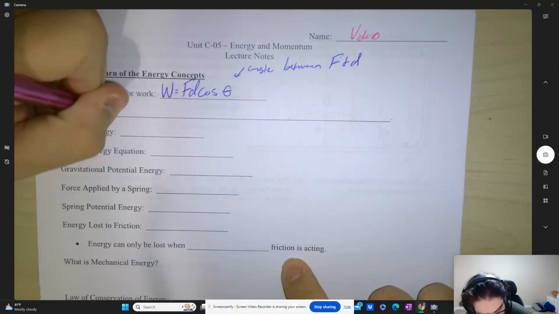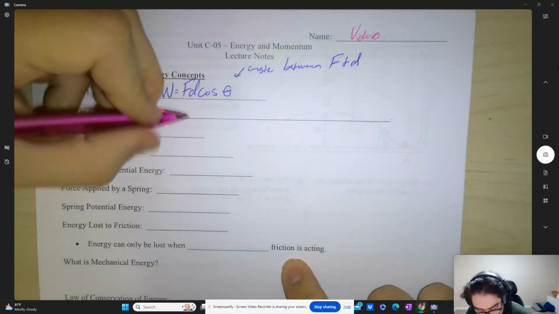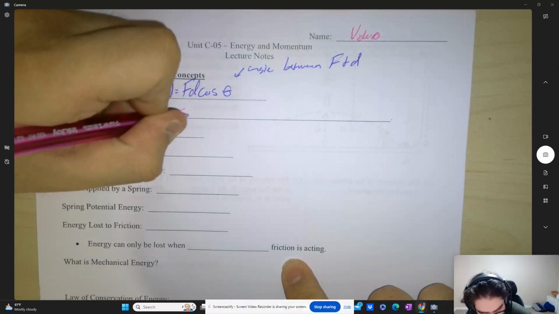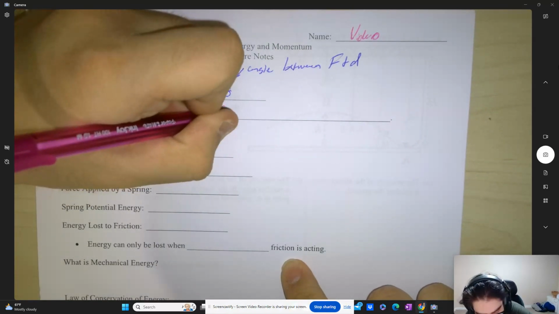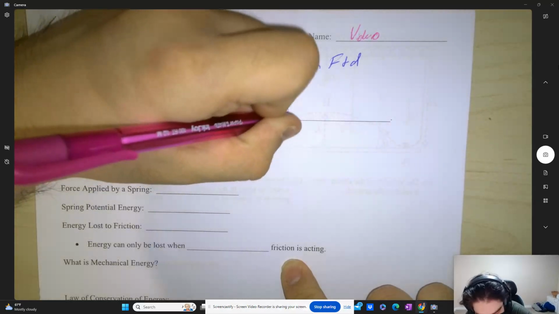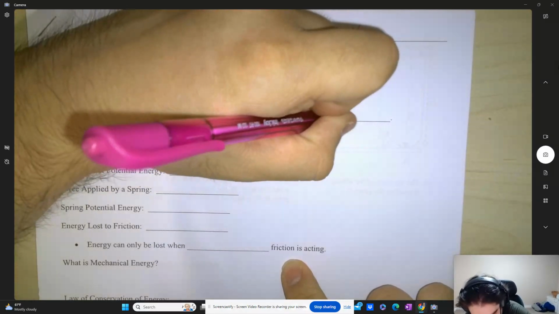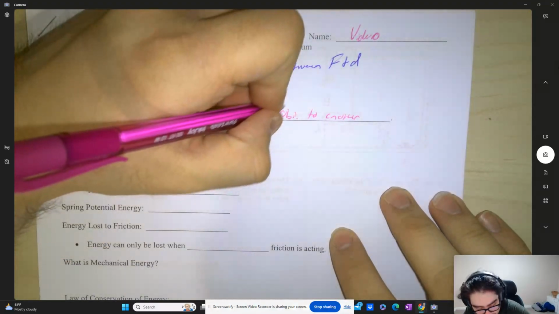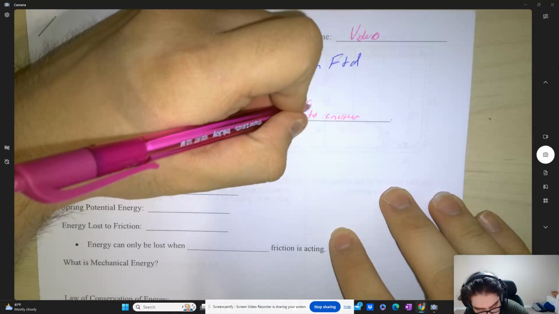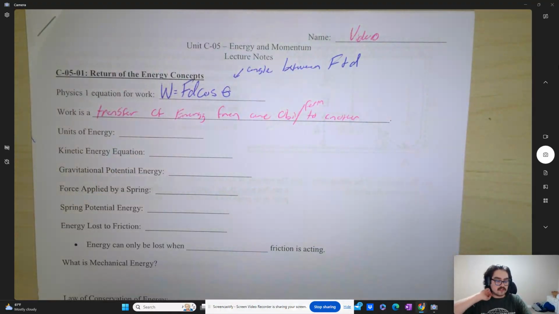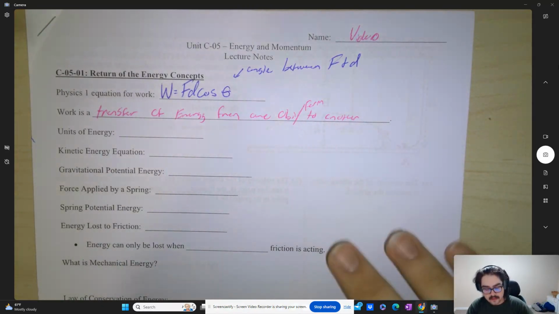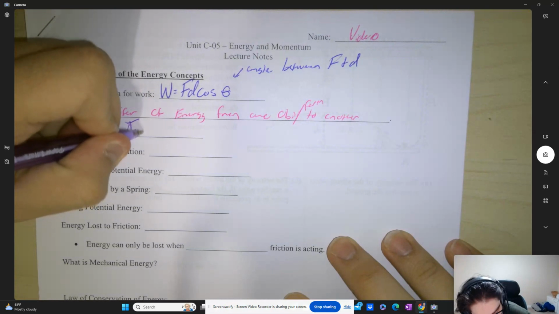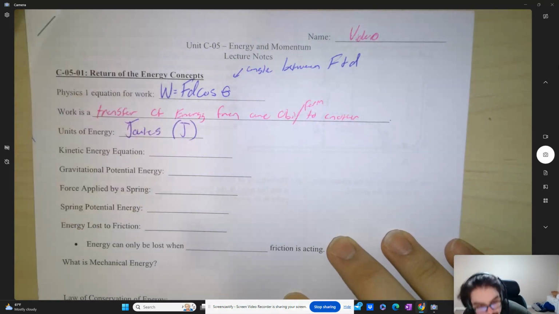And it's important to note that work is a transfer of energy from one object to another, or from one form to another. So you can turn energy from potential into kinetic, or you can transfer energy from one object into another in something like a collision. The units of energy are called joules, and that is represented with a capital J.